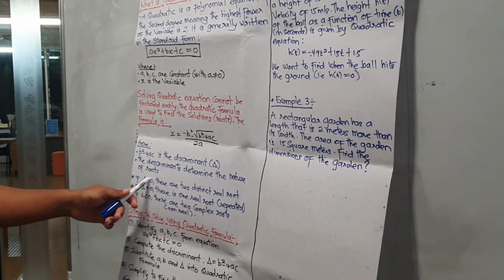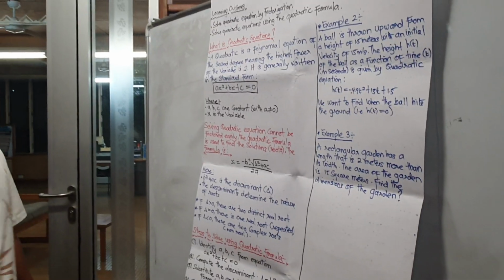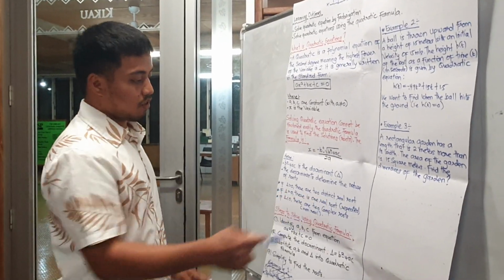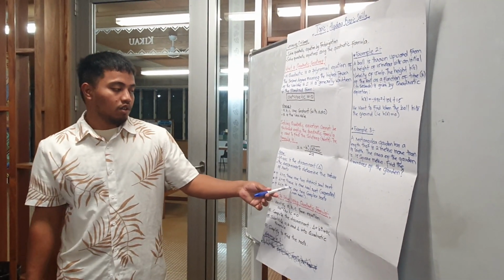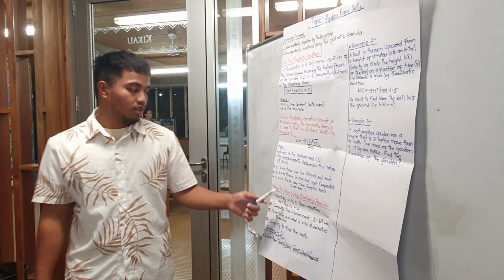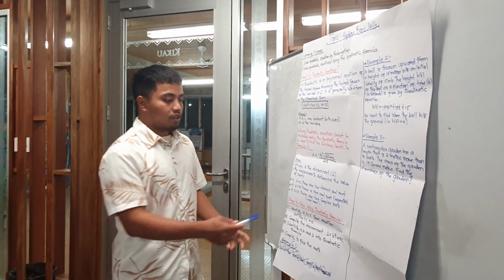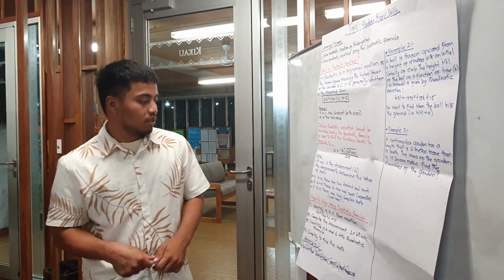If the discriminant is greater than 0, there are two distinct real roots. If the discriminant is equal to 0, there is one real root, which is repeated. If the discriminant is less than 0, there are two complex roots, which are non-real.